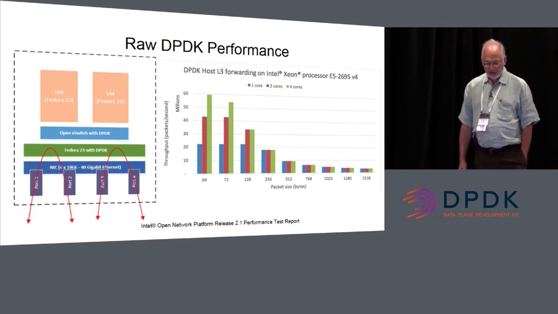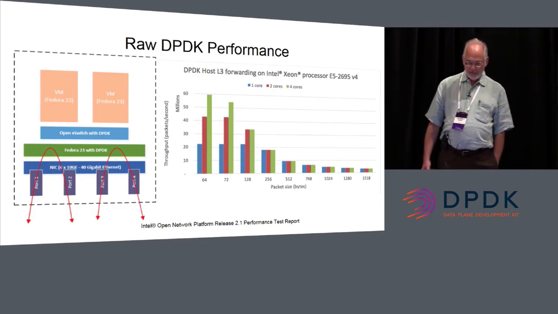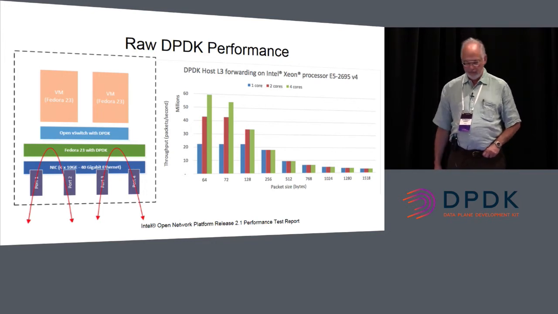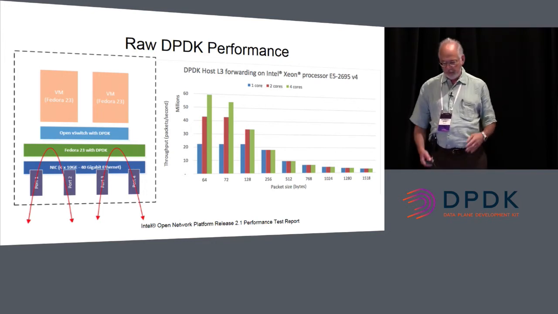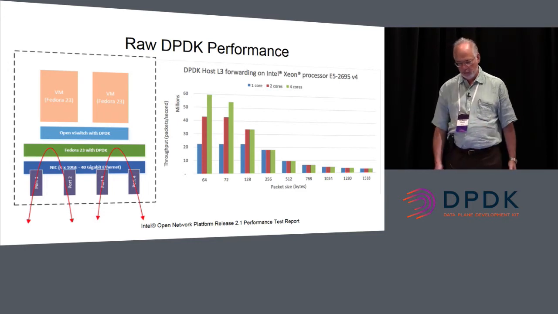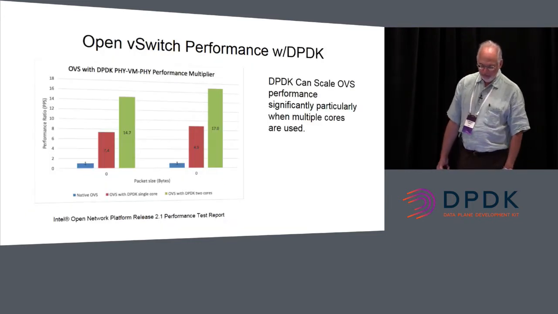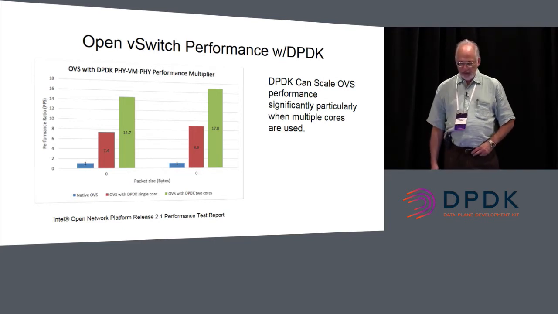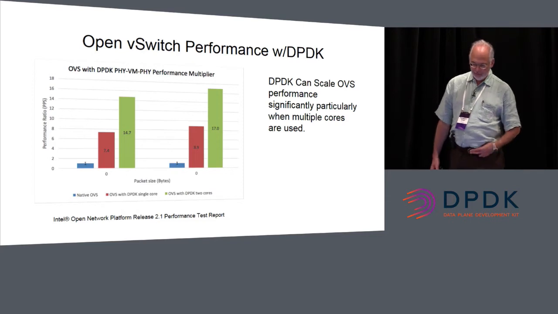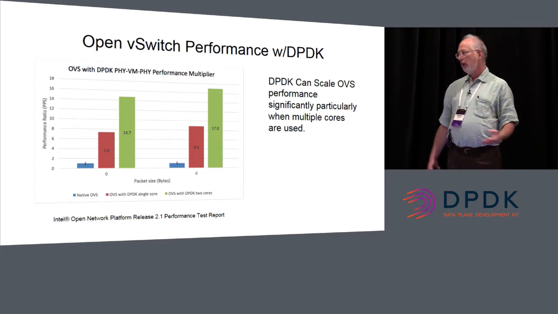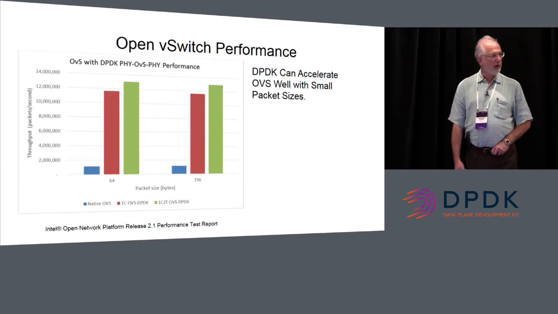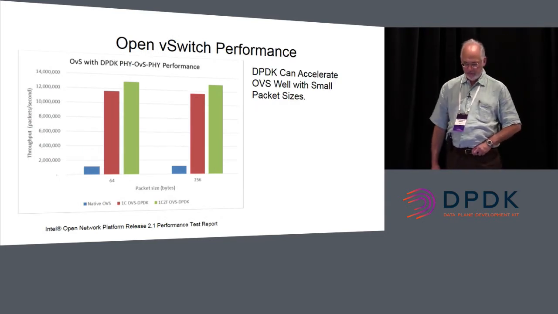So again, I have some slides that I've used in several other presentations that compare how raw DPDK performance scales according to the way it's deployed in Open vSwitch with DPDK. So DPDK can improve OVS performance significantly, and of course it involves consuming multiple cores. We know everybody here is probably quite familiar with this kind of thing.